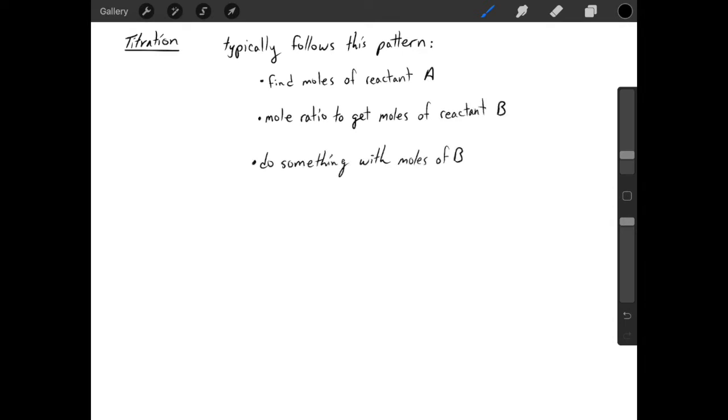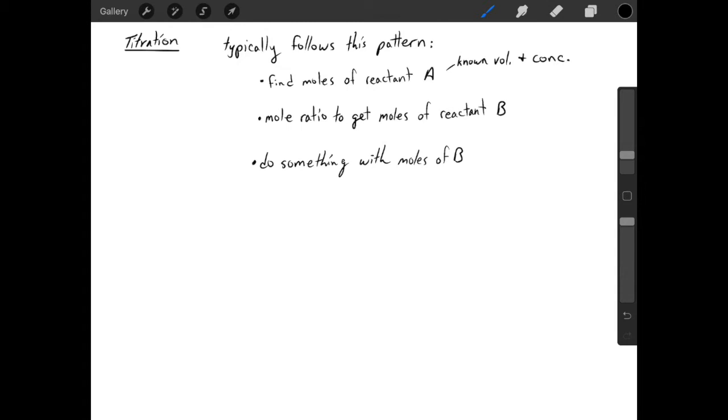The general titration follows a pattern something like this, where you find the moles of reactant A. This would be your known sample. You would have a known volume and a known concentration. And because you know the volume and the concentration, you can do some math to find the moles of that reactant. You add that until the reaction stops.